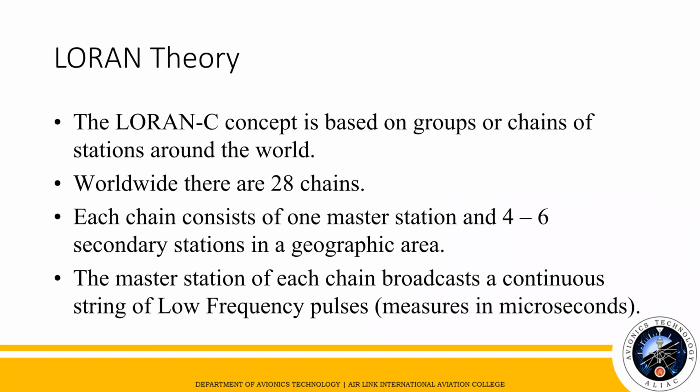So in LORAN theory, the LORAN-C concept is based on groups or chains of stations around the world. Worldwide, there are 28 chains. Each chain consists of one master station and 4 to 6 secondary stations in a geographic area.